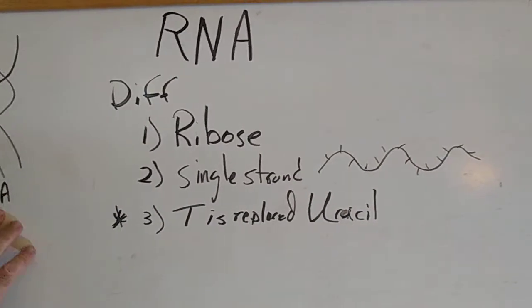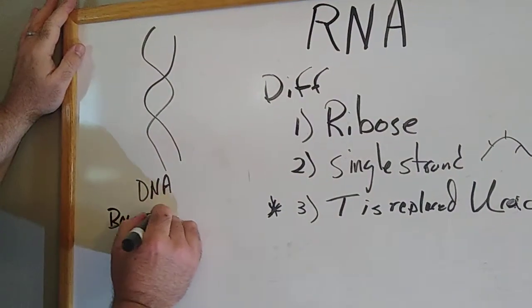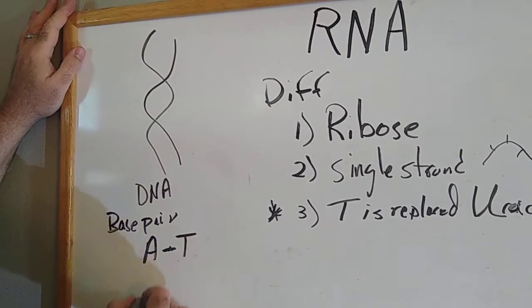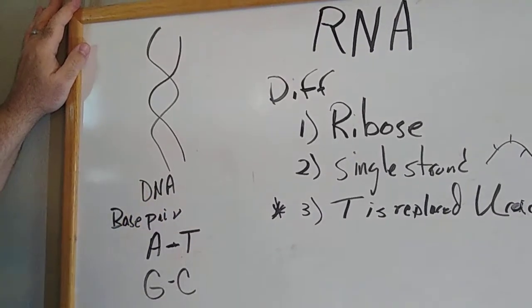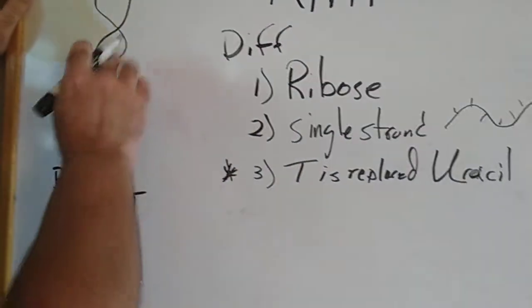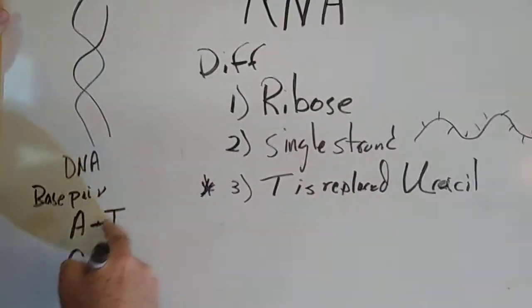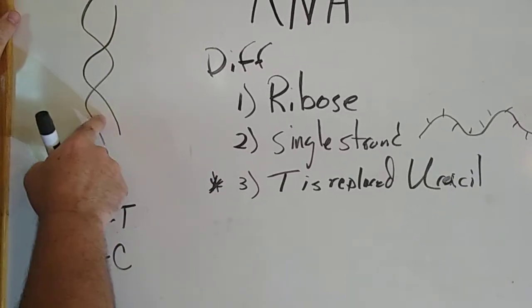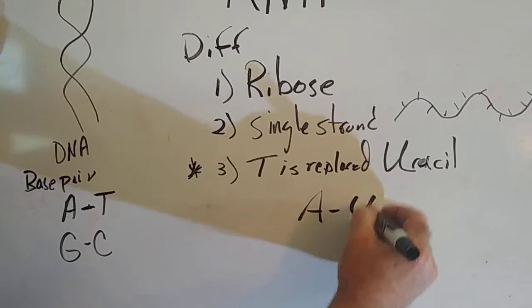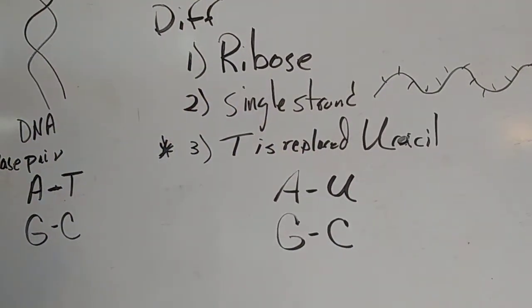So if we go back over to DNA real quick, we had that base pairing rule of A always binds to T and G always binds to C. Well, when we deal with RNA, when we transcribe this, when we make a copy of this, whenever we come up to an A on our DNA strand, an A will always bind to a U, and G always binds to a C, and again, vice versa.